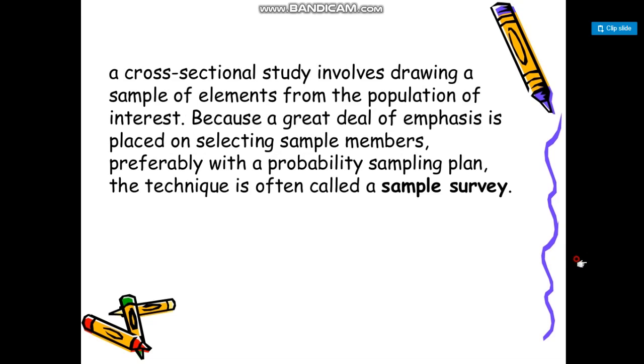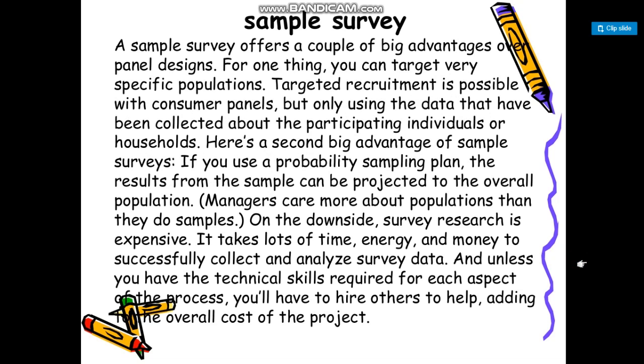Then we'll be moving towards sample surveys. As we know, sample surveys offer a couple of big advantages over panel designs, in which you take different samples.